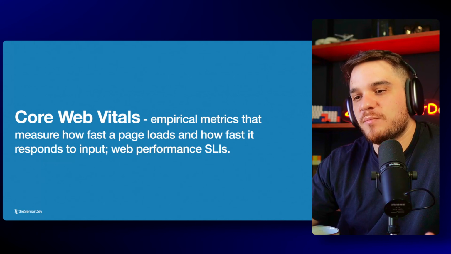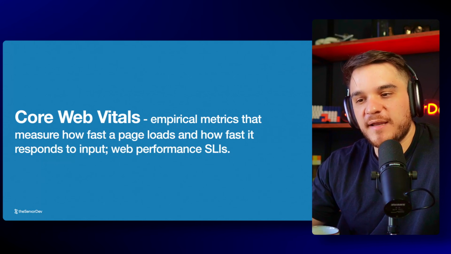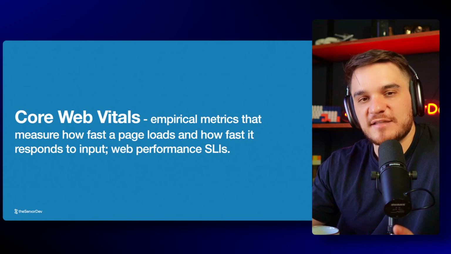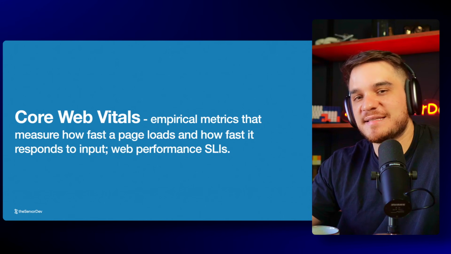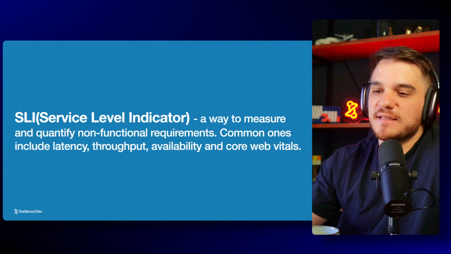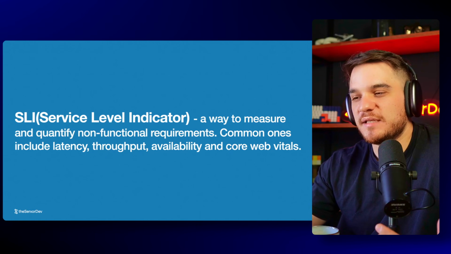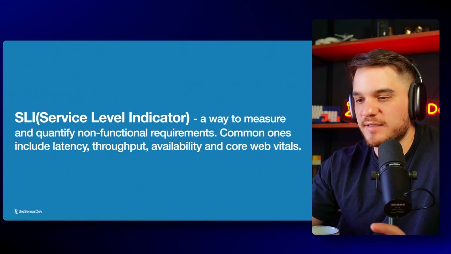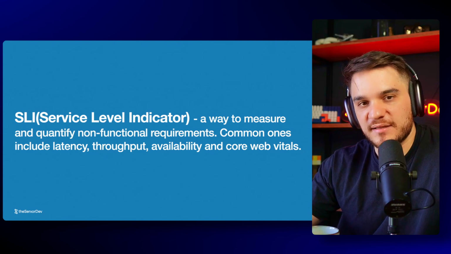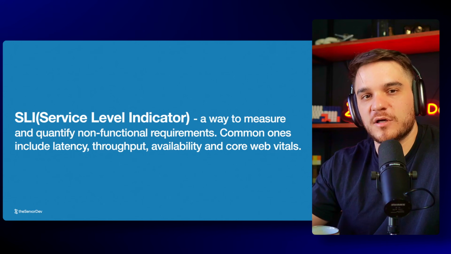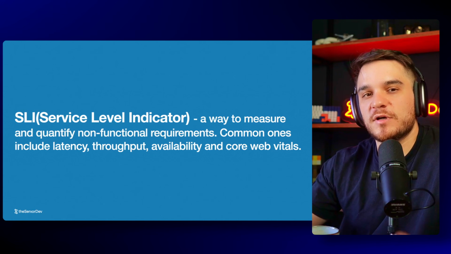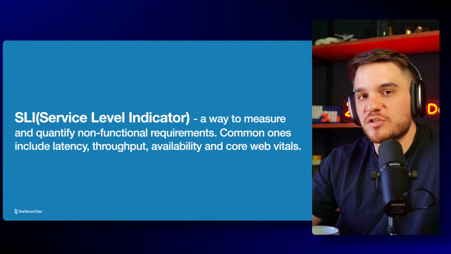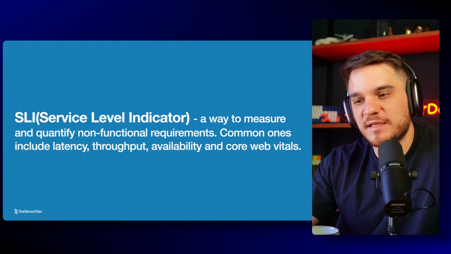Web performance is measured by the core web vitals. Those are empirical metrics that measure how fast the page loads and how fast it responds to input, and that's what we call our web performance SLI. What's an SLI? Well, an SLI is a service level indicator, which is basically a way to measure and quantify non-functional requirements. Common ones are things like latency, throughput, availability, and in the front end, the core web vitals, because we don't want just to tell people, hey, our application is very performant, but we want to actually measure how performant it is in a quantifiable way.